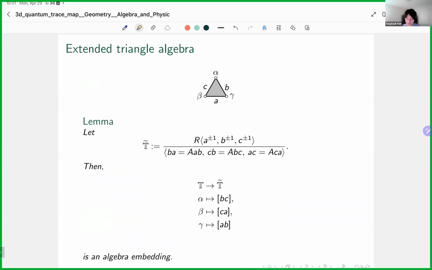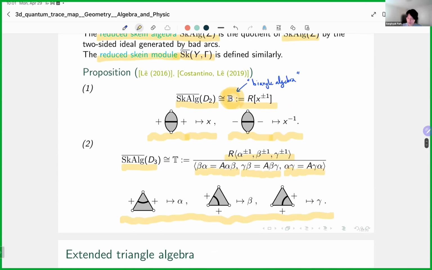So here I'm building up to explain what the construction of the two-dimensional quantum trace map is, which was the work by Bonahon and Wang, and also described in terms of stated skein algebras by Costantino and Lê. But here, we need one extra step in that construction. So we have this triangle algebra, denoted by PVT.